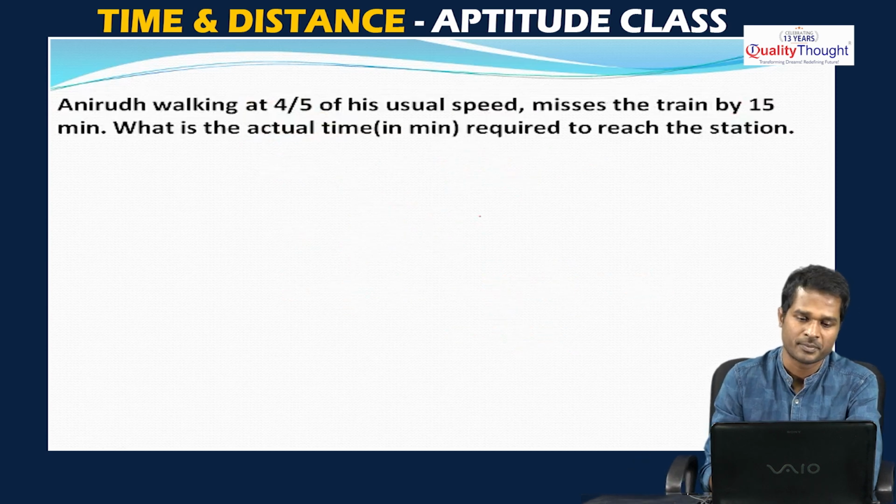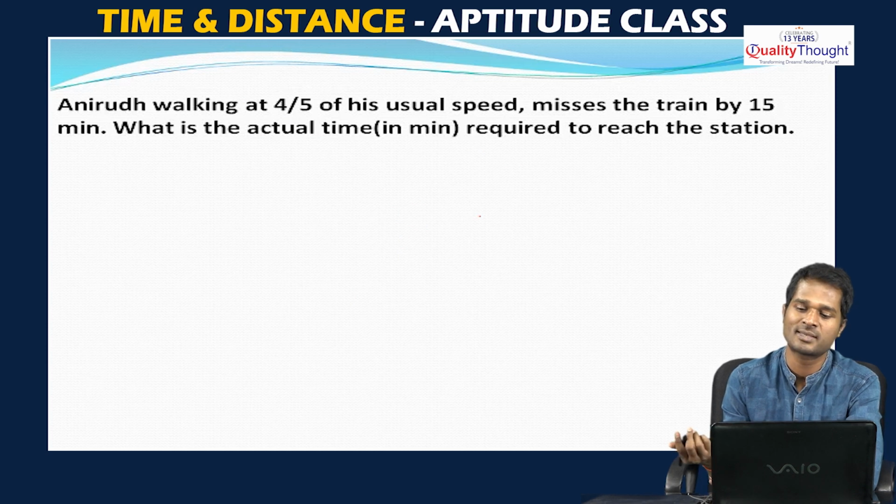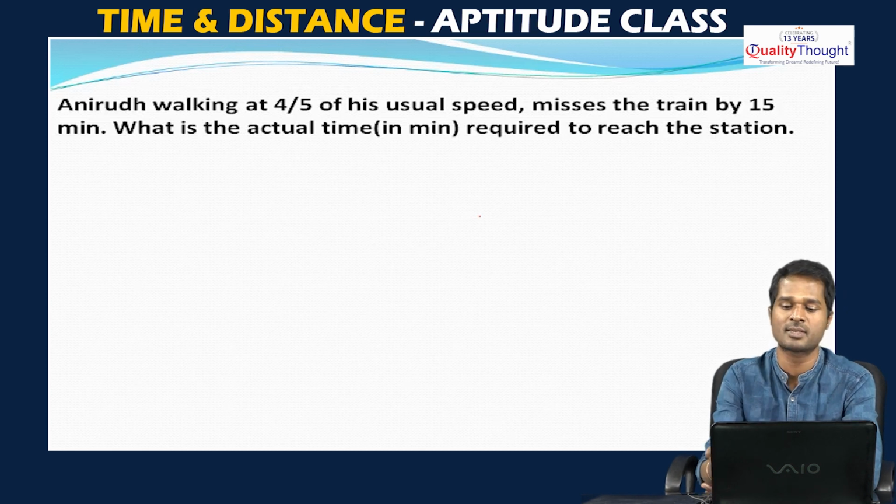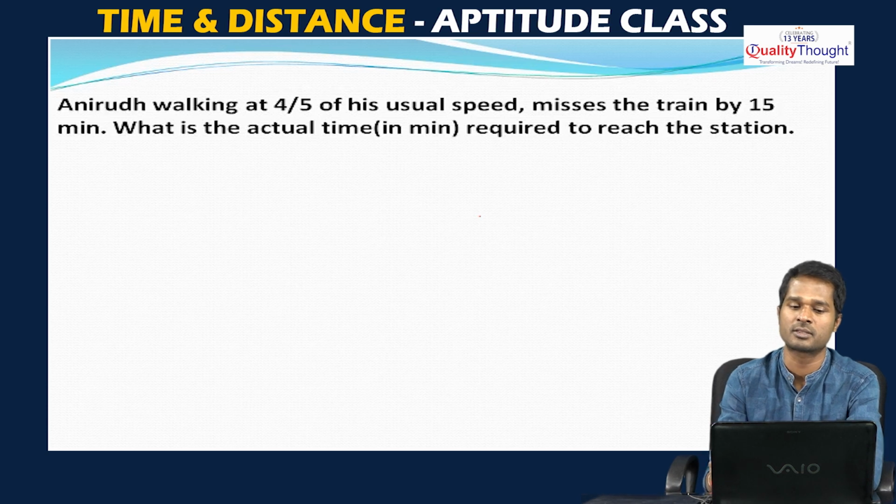Let us see the question. Anirudh, walking at 4 by 5 of his usual speed, misses the train by 15 minutes. What is the actual time required to reach the station?